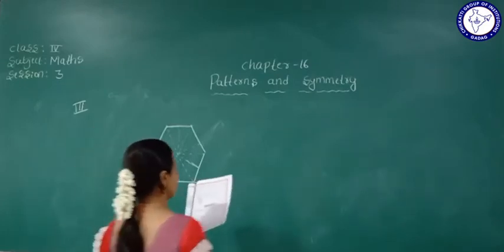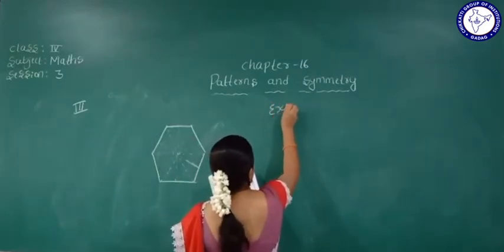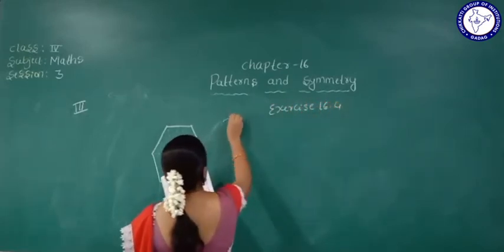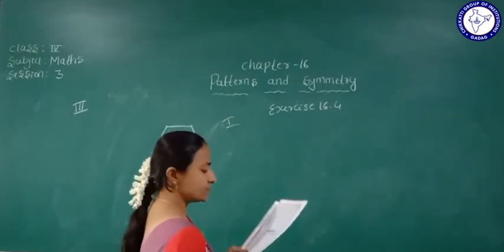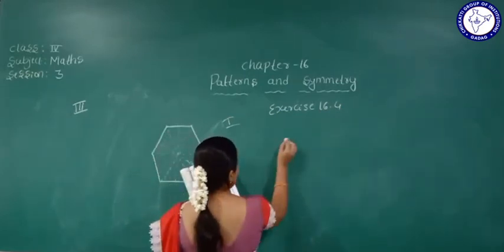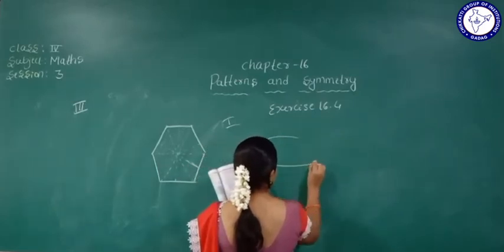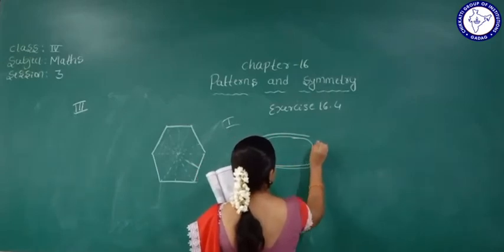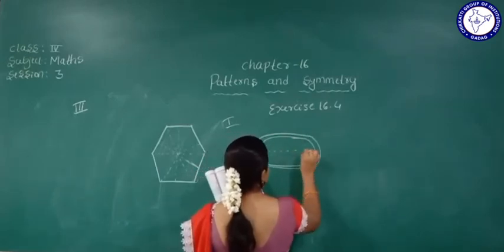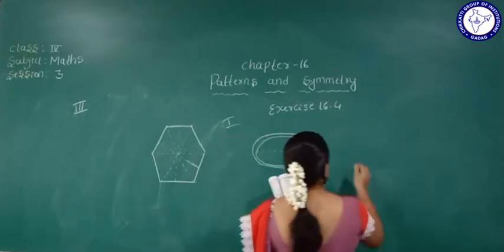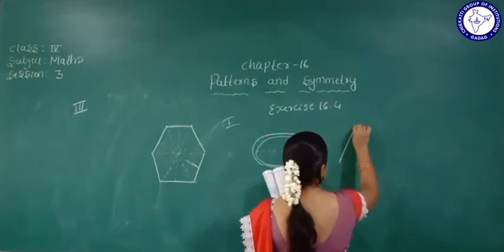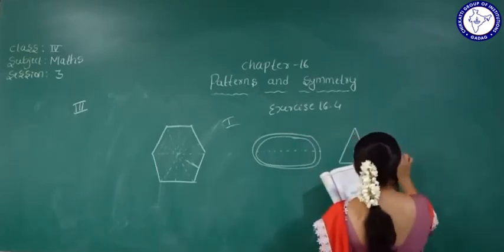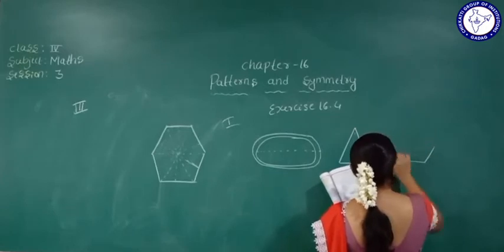Okay, see here, they have given this in the exercise 16.4. The first question says, draw the axis of symmetry to the following figures. They have given one figure like this. Okay, see the symmetry of this figure. Okay, we will put the symmetry. So this is a triangle, so this is a symmetry, and this here is a pentagon.